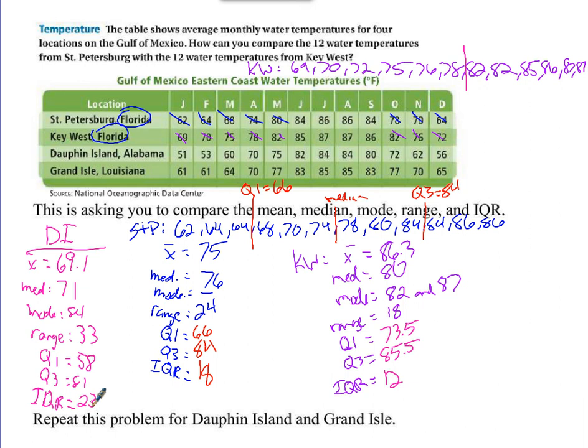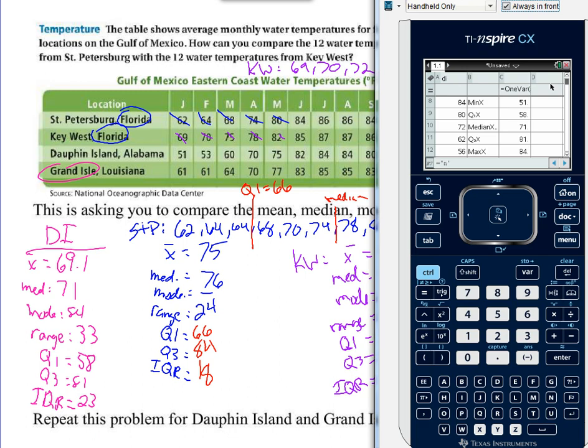You still have to write all that stuff down, and we still have to do Grand Isle, so I'll go with GI, and we're going to do it all again. But now the nice thing is, go back to your calculator, go back to the spreadsheet. You do not have to make a new spreadsheet. In fact, leave that data on there and just move over to another column. I'm on column D now, so I'm going to call that GI for Grand Isle, and then go down and type in all that Grand Isle stuff.